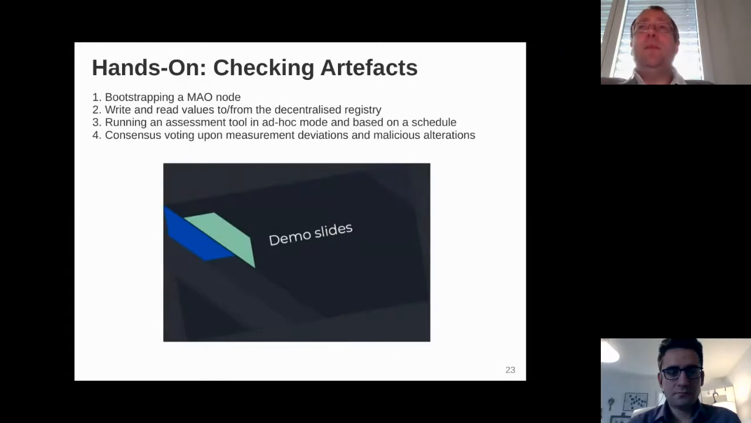So with that, I think I have given you a lot of theory, and you need to be able to digest that. And that's a lot easier if we go to the hands-on part. So now my colleague is going to run you through a couple of scenarios. You can really see how MAO is being set up, and how we are running a check on some artifacts, and how we also look at disagreements between nodes in a federation.